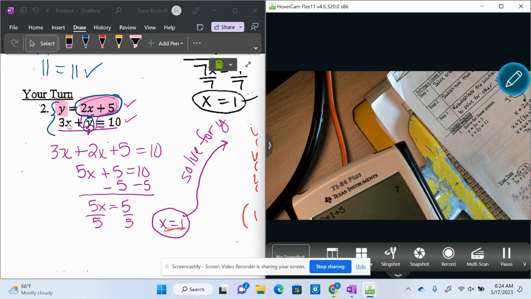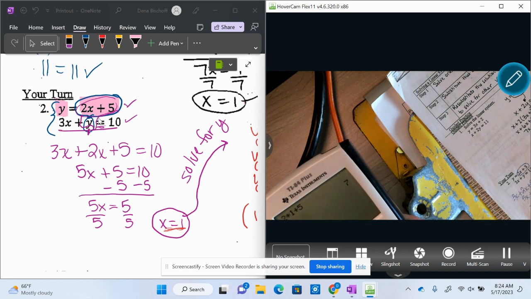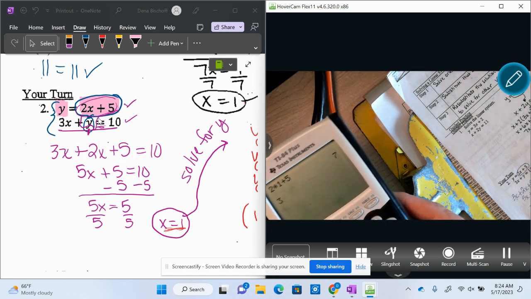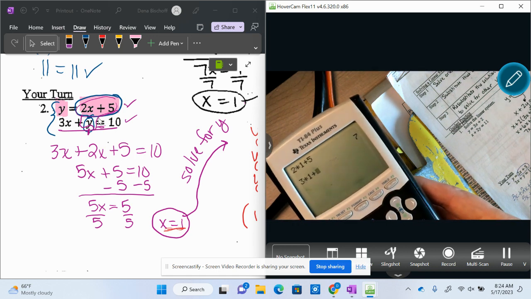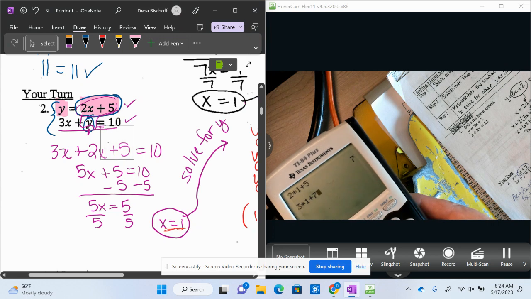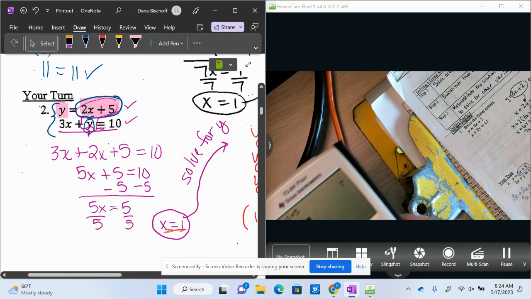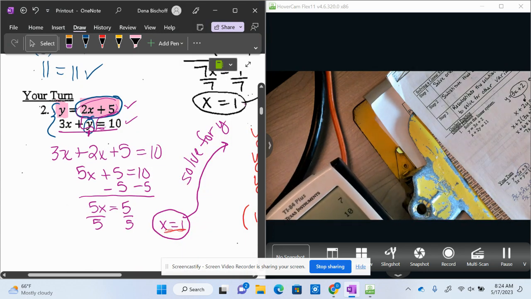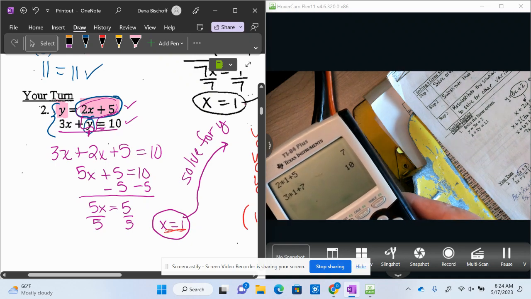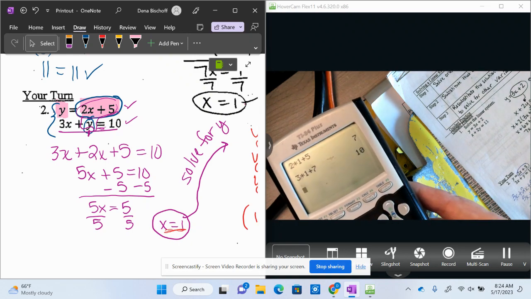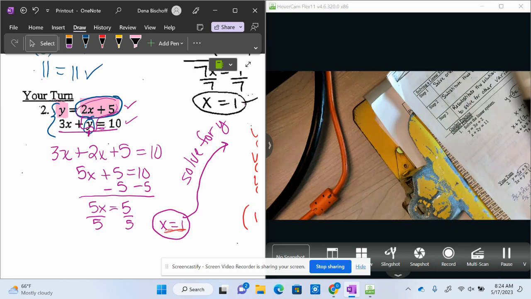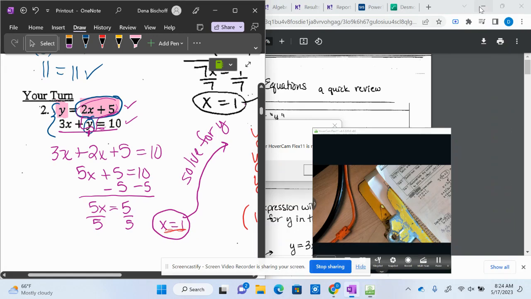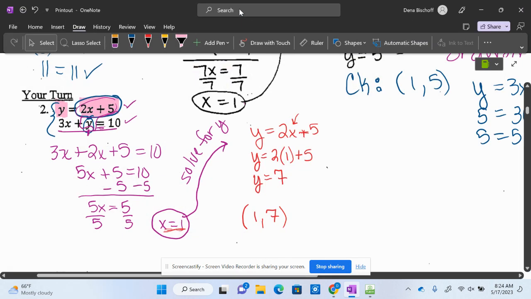Now I have to check the next equation. The next equation says 3 times x plus y. So 3 times 1 plus 7. So I'm putting that in my calculator. 3 times 1 plus 7. And this one should equal 10. Whoops. Yeah. This one should equal 10. And it does. So I suggest you do the checks on the calculator, right? Do your checks on your calculator. You don't have to write them out. Just check them on your calculator. So this one's good. We did this one correctly.